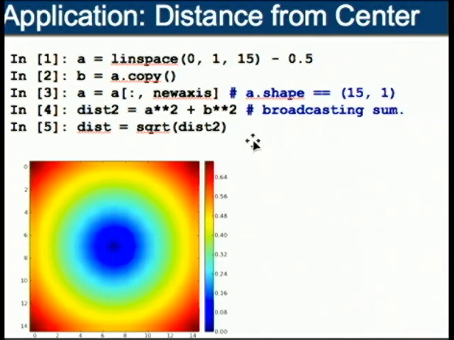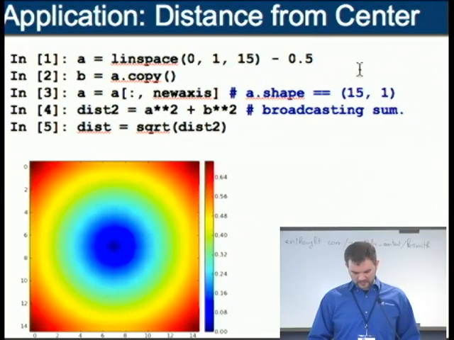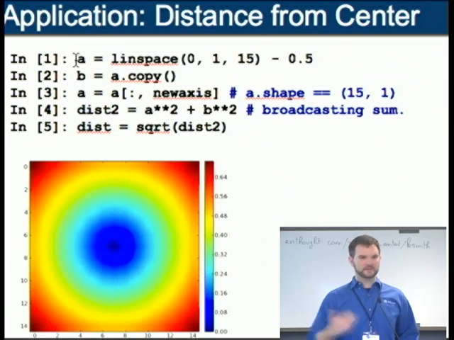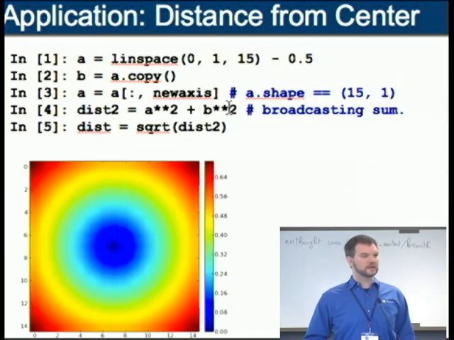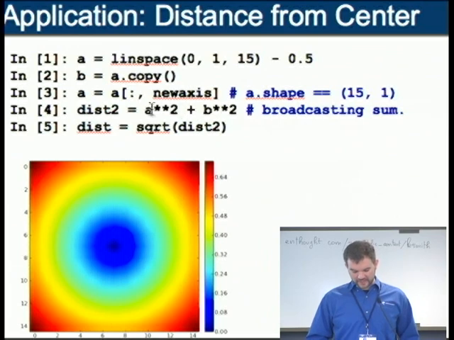So here's an application. Get the distance from the center of an array. And here we're creating 2 arrays, A and B. A is just a linspace, so for those of you who've seen MATLAB before, you've seen linspace before. We're creating a column array out of A, so it's now a 15 by 1 element array. We're doing A squared plus B squared and adding them together, and this is where the broadcasting takes place.